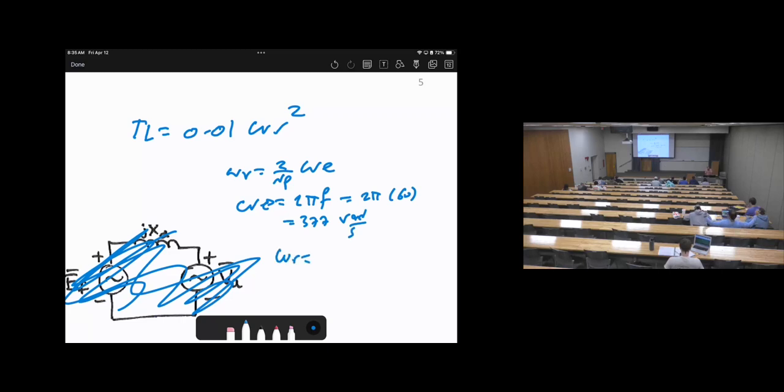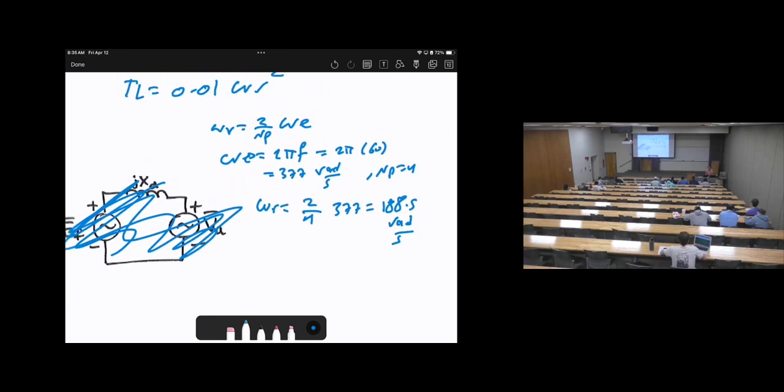Then, as a result, omega r will be 2 over number of poles, which is given as 4, so 2 over 4 times 377. So the answer will be 188.5 radian per second. This is omega r. Now I'm ready to calculate the torque.